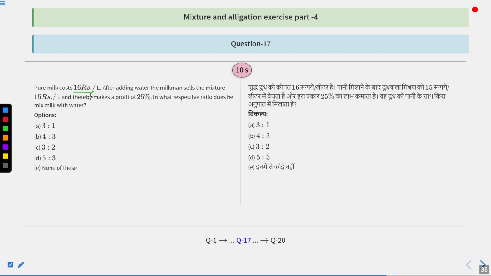Pure milk costs 16 rupees per liter. After adding water, the milkman sells the mixture at 15 rupees per liter and thereby makes a profit of 25%. In what respective ratio does he mix milk with water? You have 5 options and 10 seconds to analyze the question. Your time start now.